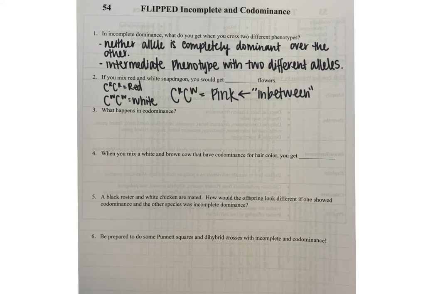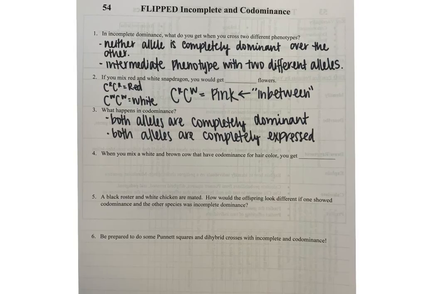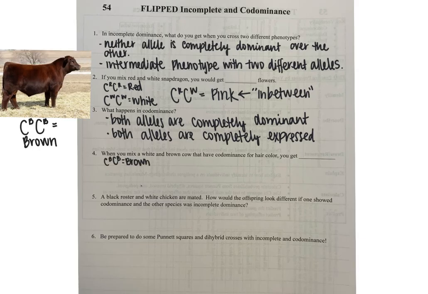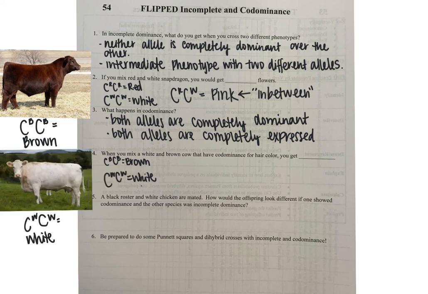Now, with codominance, this is where both alleles are completely dominant. That means that both alleles are going to be completely expressed. A great example of this is cattle. If you have one parent that is brown, that is because they have two alleles for the brown trait. If you have another parent that's white, that's because they have two alleles for white.